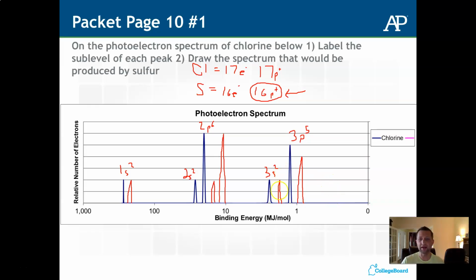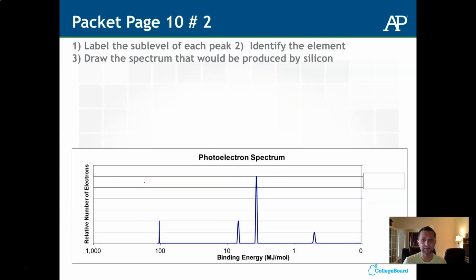Okay, so in red, I have the spectrum that would be produced by sulfur. All right, so just something to consider there. If you had to do something like argon, okay, argon would end in 3p6, and everything would be shifted a little bit to the left, right? Because argon has 18 protons, more nuclear charge pulling those in.